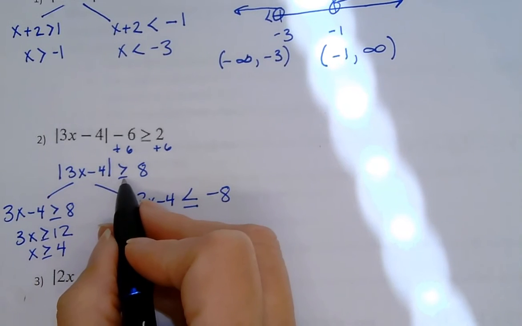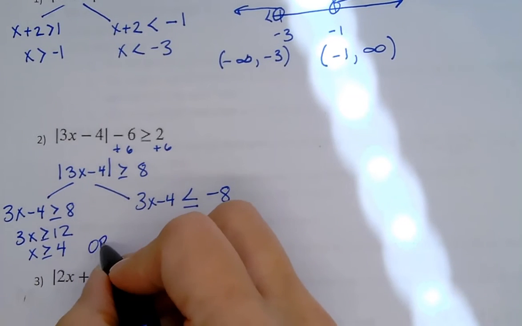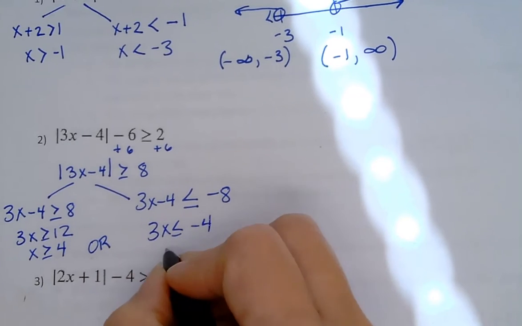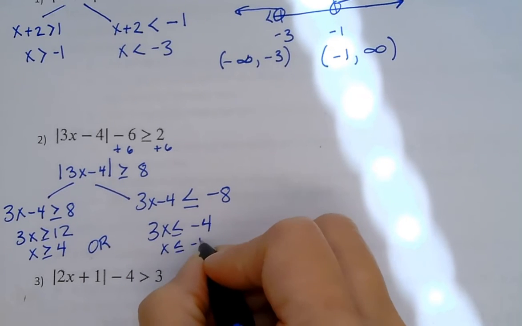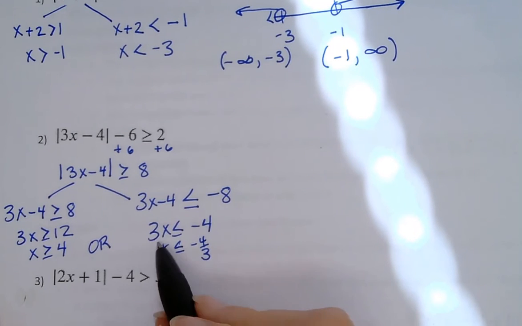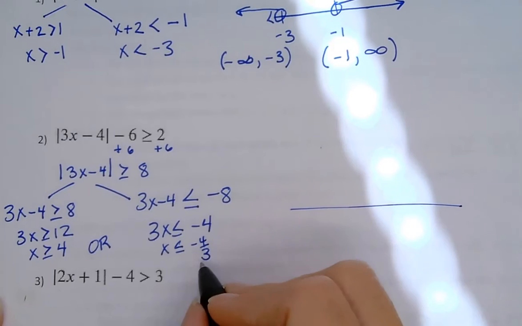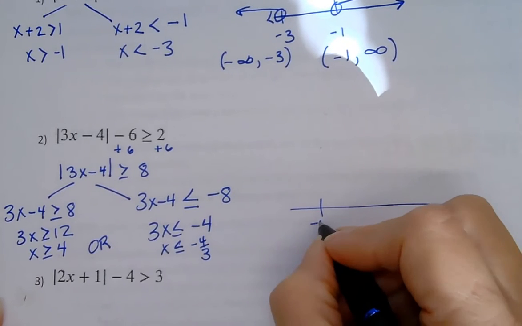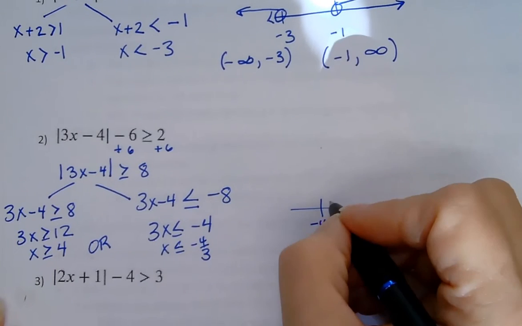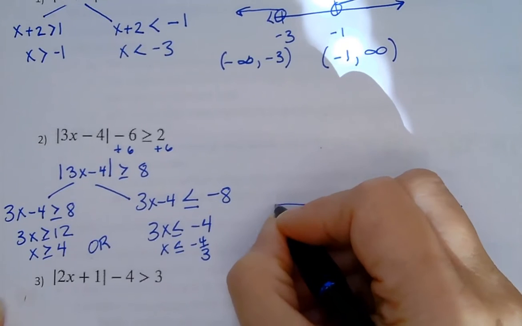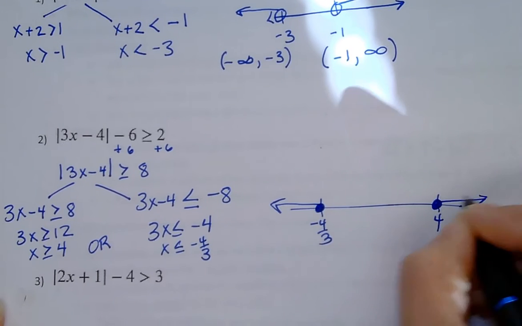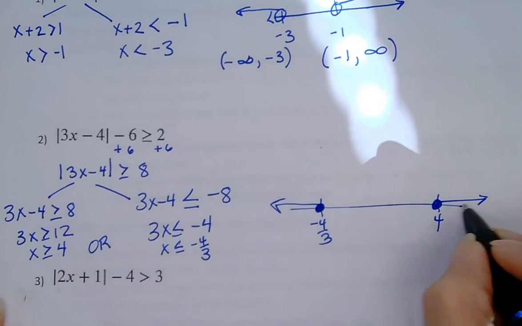Okay, when I isolated, I'm greater than, so it's going to be an or statement. Over here, I'm going to add 4 to each side. 3x is less than or equal to -4. X is less than or equal to -4/3. I did not have to change the sign because I only divided by +3. My endpoints are -4/3 and 4. Okay, so I want x to be less than or equal to -4/3, so I have a solid circle and I'm getting smaller, or x can be greater than or equal to 4. Okay, so only the things smaller than -4/3 and greater than 4.